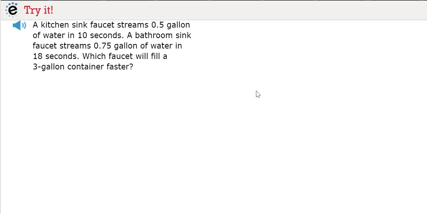Alright, it's your turn. Here is an example, and you'll find it in your book, so go ahead and use that space to solve this problem. This is it for topic 2.1.